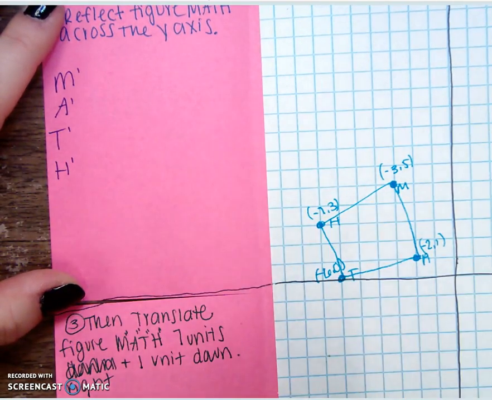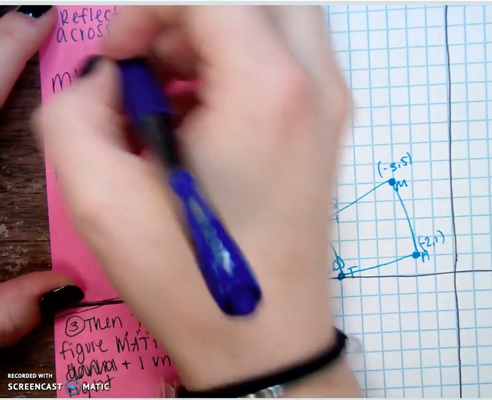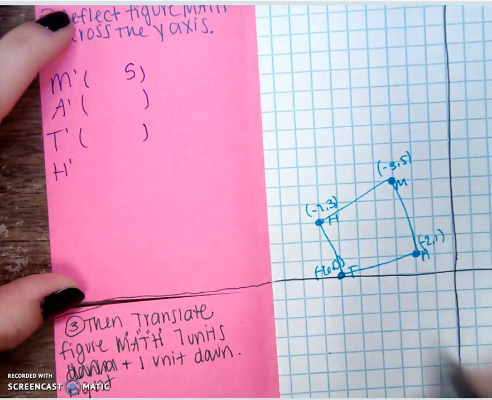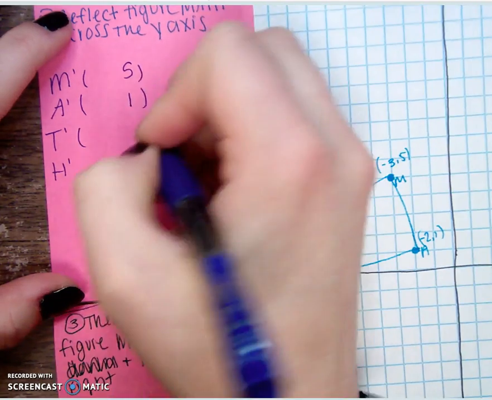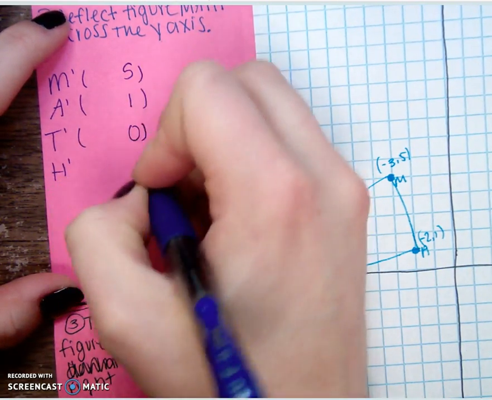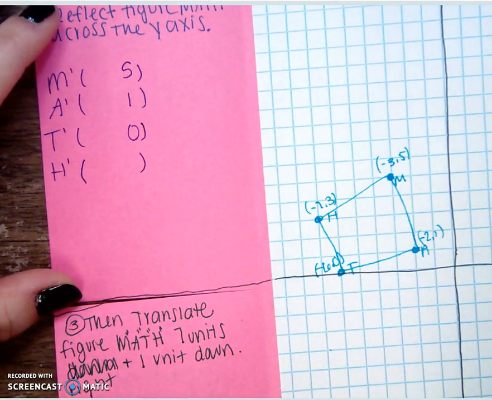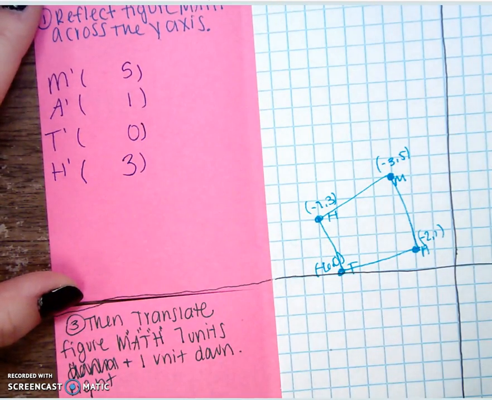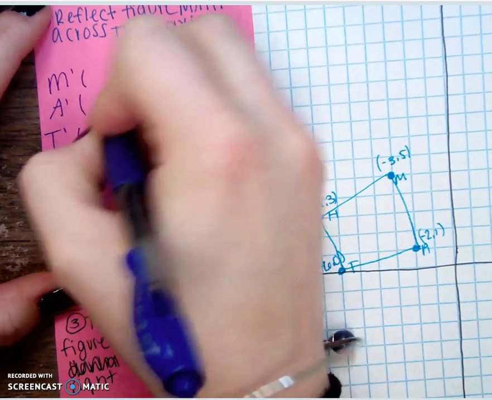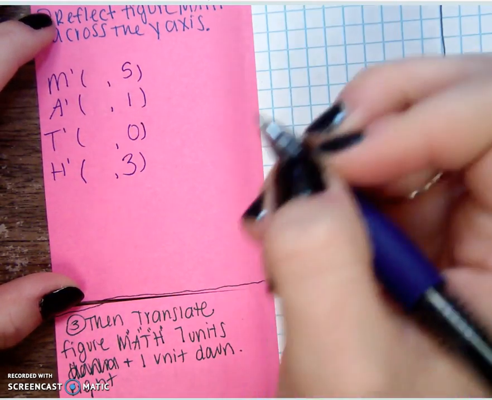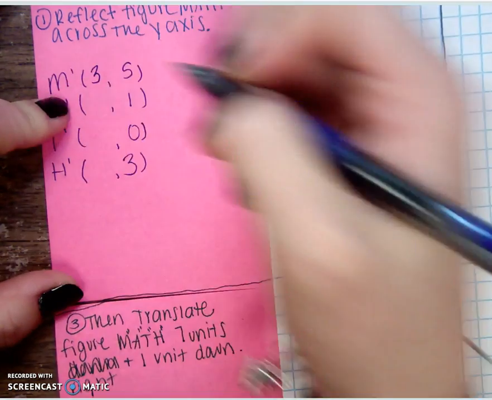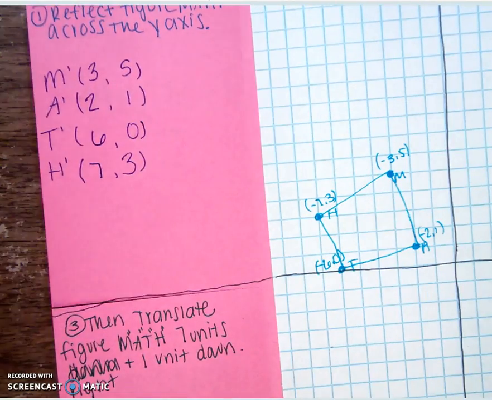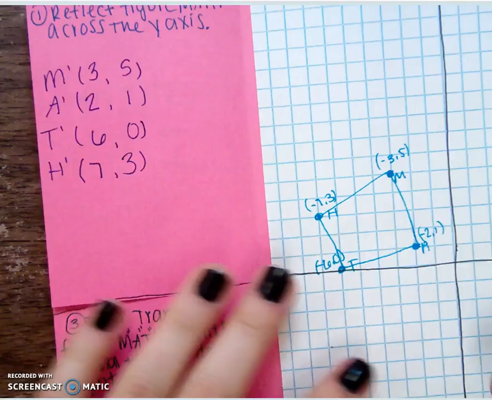For M, we're going to keep that Y the same. Okay, so keep 5, keep A's Y the same, keep the 0 the same, and for H, we're going to keep that 3 the same. All right, and then we're just going to change the X to the opposite. So this M will be positive 3, this will be positive 2, positive 6, and positive 7. And then go ahead and graph those points.